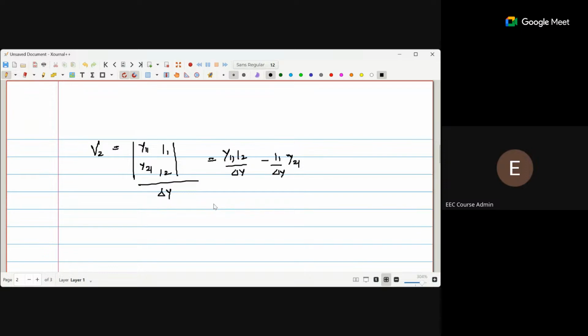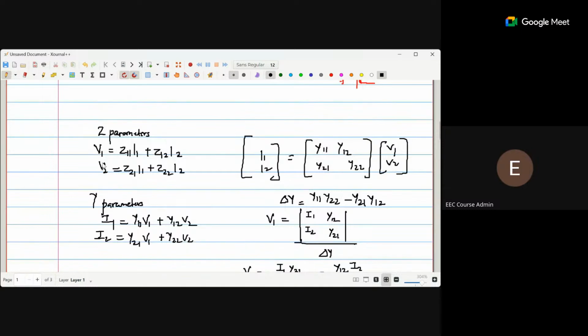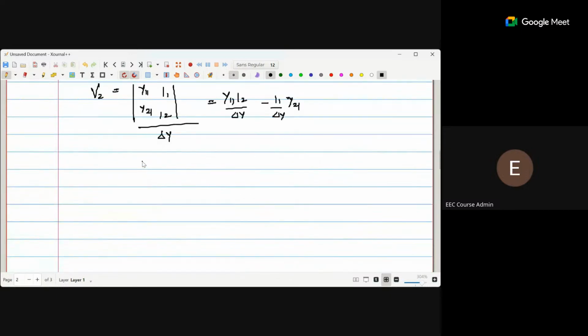So comparing these two equations, here V1, V2 we got that already. The expressions for V1, V2 we have for the Z parameters. So comparing the two expressions for V1, we will have Z11 equal to Y11 by delta Y, Z12 equal to minus Y12 by delta Y, Z21 equal to minus Y21 by delta Y.